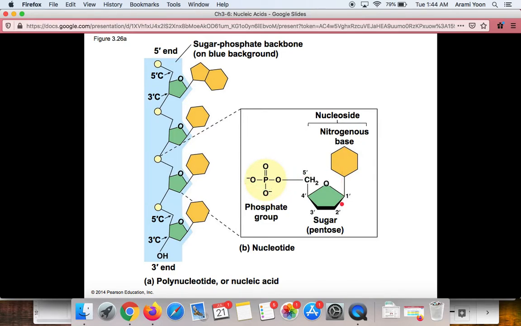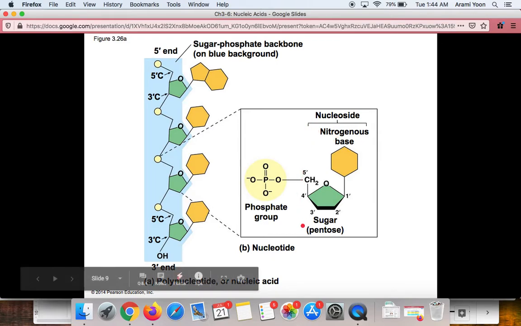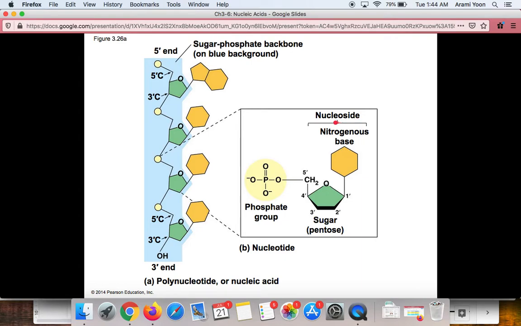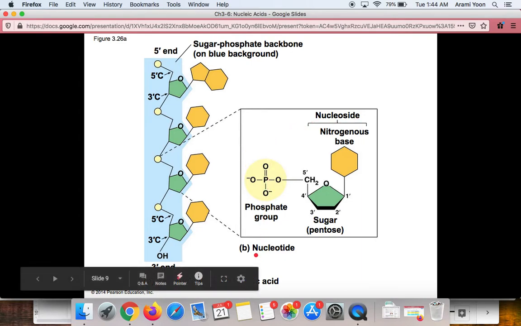And then on the 1st carbon, we have a nitrogen base attached. This is also called a nitrogenous base. This is also called just a base. So the sugar and the nitrogen base together are called the nucleoside. That's a word that you might see every now and then, but we're typically going to use the word nucleotide, which is what you get when you take these two pieces and add a phosphate to them.